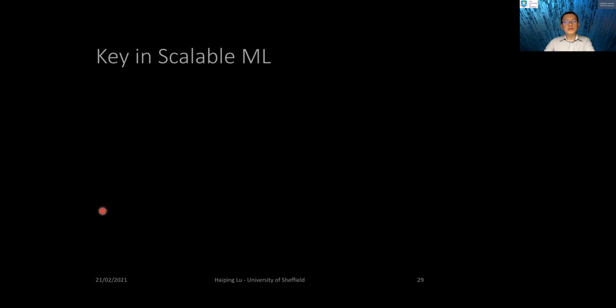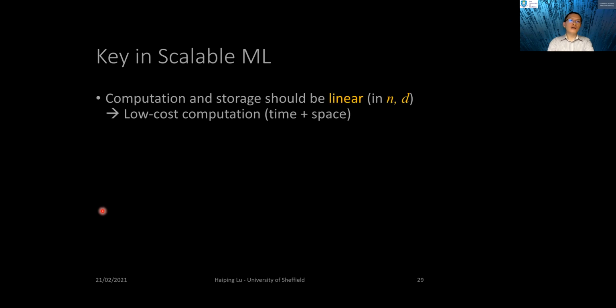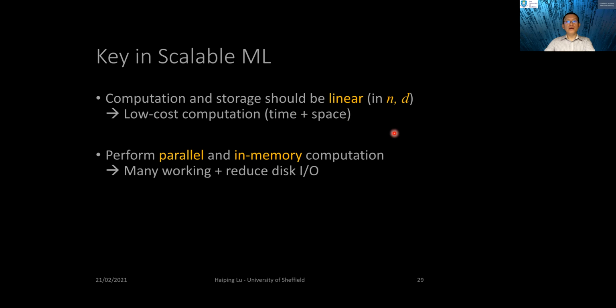There are three key considerations in scalable machine learning. The first one is that we prefer to have linear computation and storage. This will lead to low cost in computation, that means in terms of time cost and space cost. Linear means the computation and storage will be linear in terms of the number of samples and the dimensionality of each sample. And secondly, we need to be able to perform parallel and in-memory computation with many workers working together and try to reduce the need to access lower level memories. This is provided by the Spark framework.